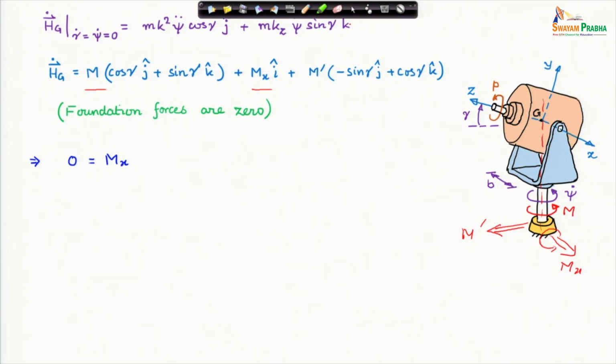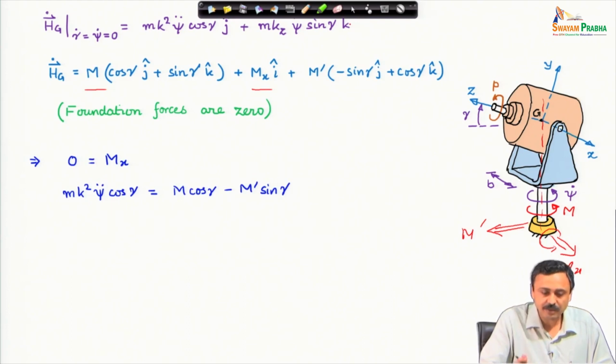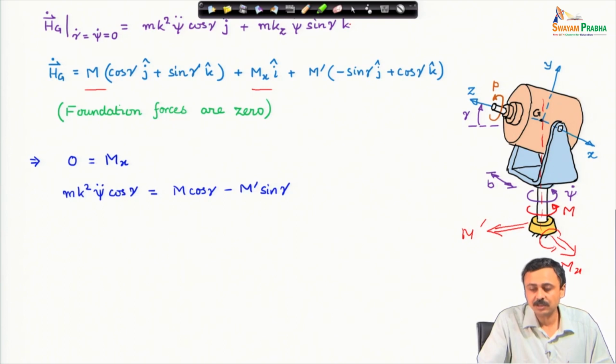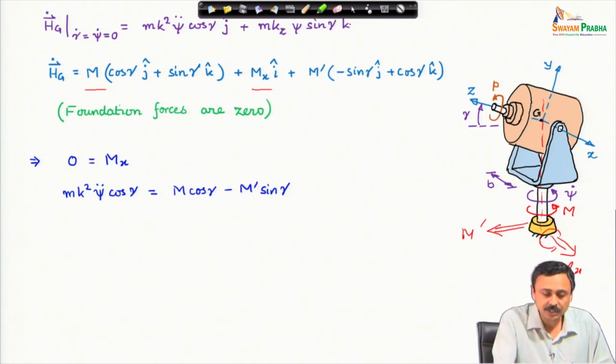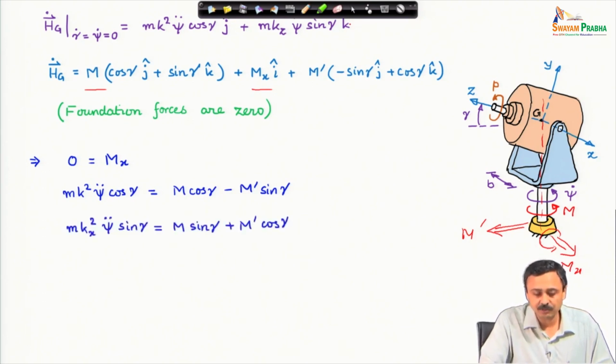If I look at the components, I immediately find that the moment about x must be 0. This analysis, again I mention, is at t equal to 0 plus. If gamma starts changing or the assembly starts rotating, then the analysis changes. This is just after the moment M has been applied. The first equation, the i cap equation, tells me that the moment about x is 0. The second and third equations give me these two relations.